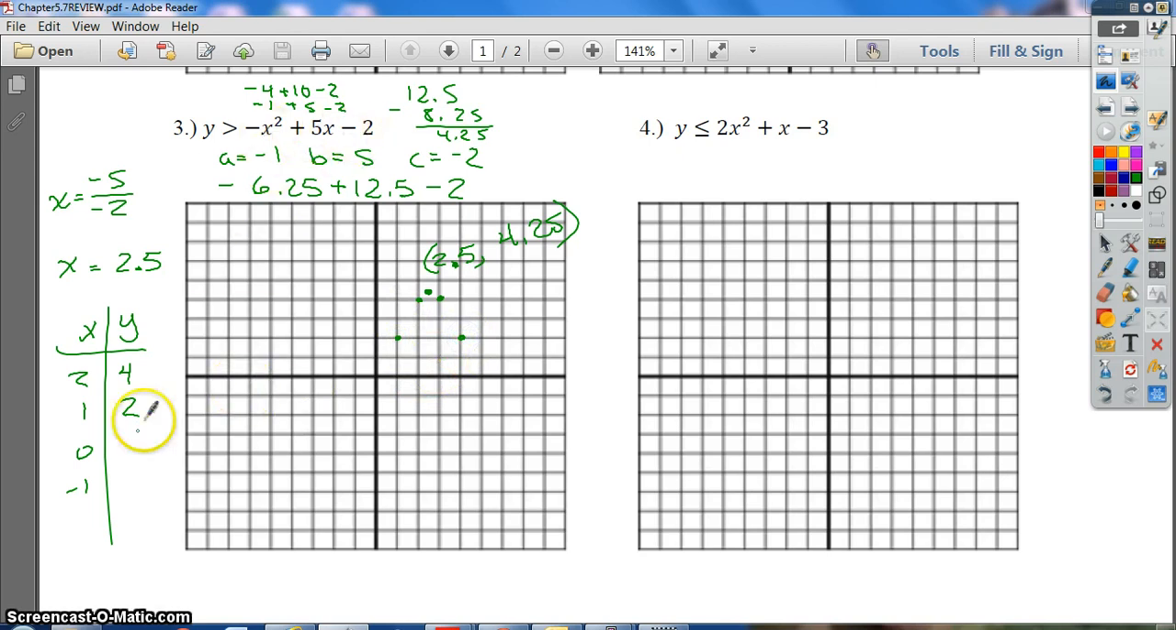I put 0 in, I get negative 2. And you can see I'm picking up steam here to get off this graph. That's going to give me negative 1 minus 5 minus 2, so that's negative 8. And that's the last one I really need to look at, because clearly it would be off this graph. It looks like a dashed line.